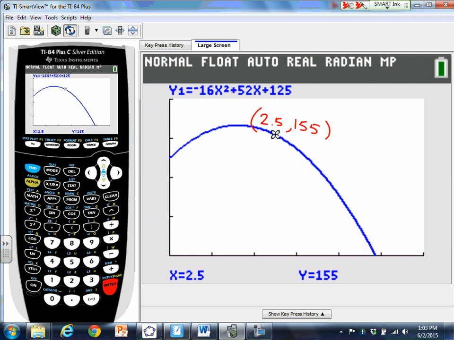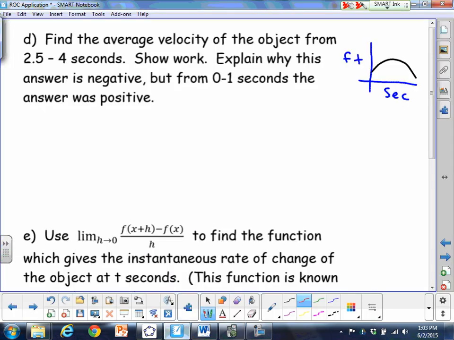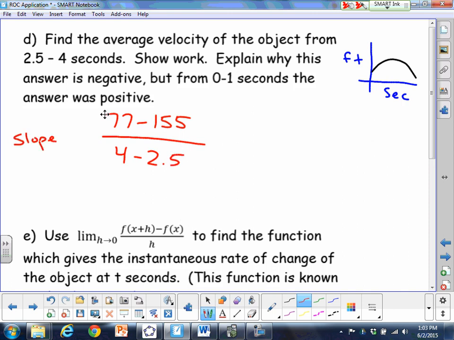and then for x equaling 4, we can get a y value of 77. Okay, and we'll do the same kind of thing. We'll get a slope of the secant line going through there. So it looks like 77 minus 155, and that would all be over 4 minus 2.5. Okay. Again, this is an average velocity. It's just the slope of that secant line there.